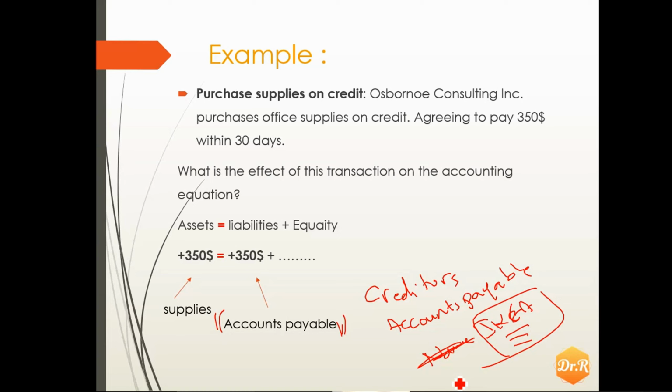Okay. So when you buy on credit, you write supplies on the asset side, and if you are buying from someone on credit, either you write creditors, or you write accounts payable, or you write the name of the company you are buying from. Okay, so this is how you do the transaction.